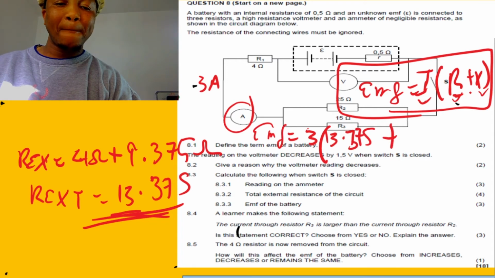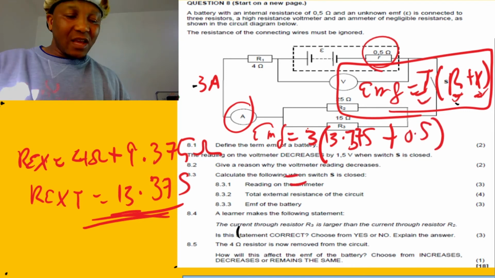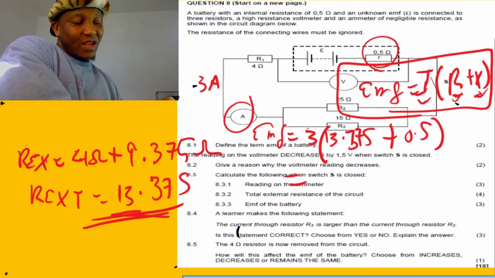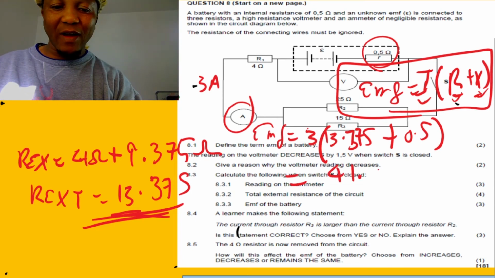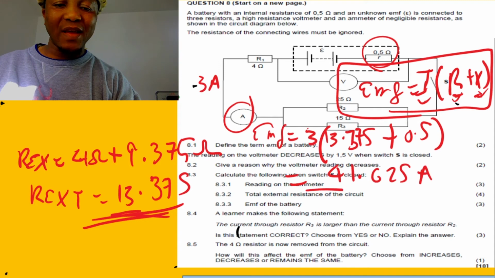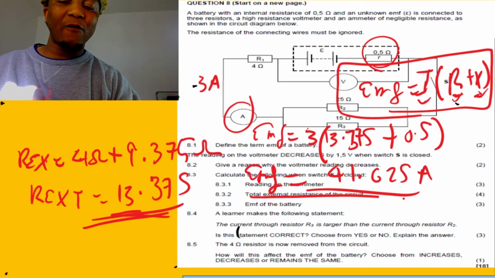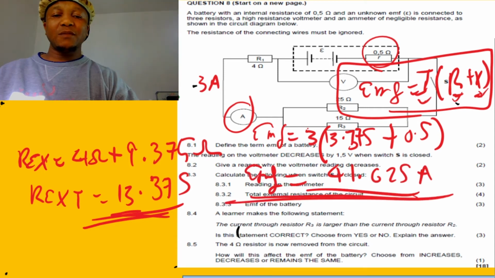Plus internal resistance, we have 0.5. And then that equal to, if you plug in the calculator, it's going to give us our EMF equal to 41.625 ampere. These are our EMF for battery. Done. You see what I'm saying?